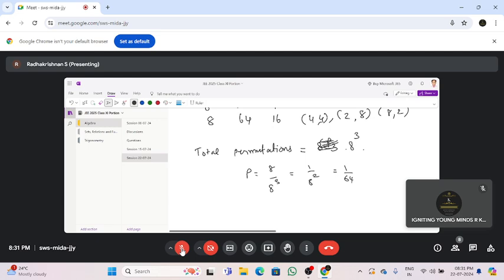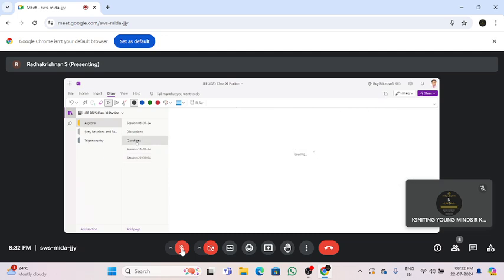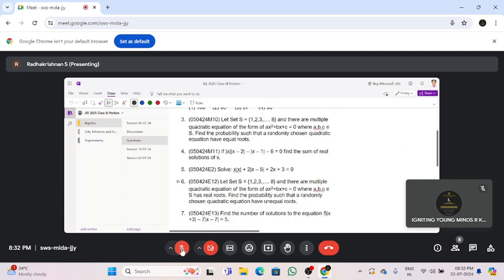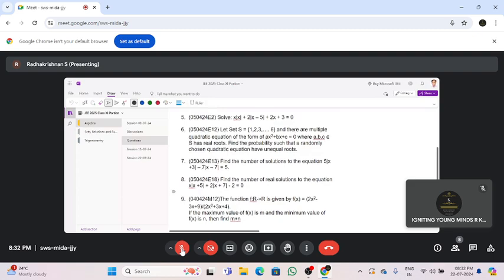Here you're just testing your understanding that for roots to be equal, b square should be equal to 4ac. Similarly, another problem. These all came in JEE. I'm not going to do it, okay? I'm just going to leave it to you to do. I will put it at the end of this material and send it to you.